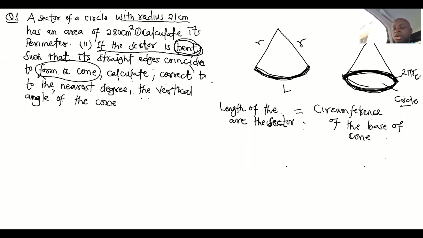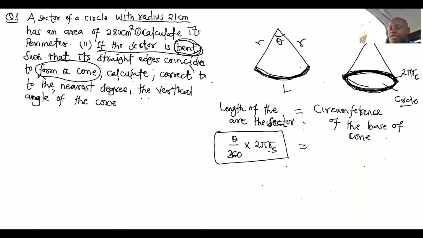We'll put C here. So that means the length of arc of the sector will be theta over 360 degrees times 2 pi r. Which r is this? R of the sector. This is for the sector. This is the angle of the sector, and this is the radius of the sector.